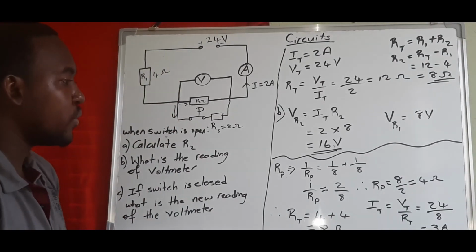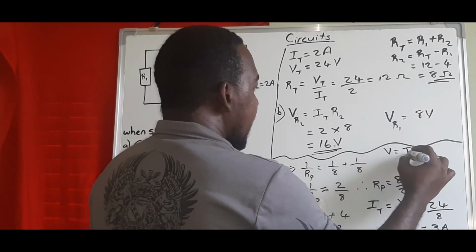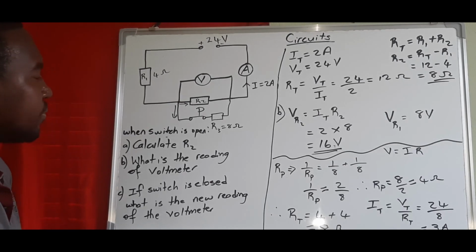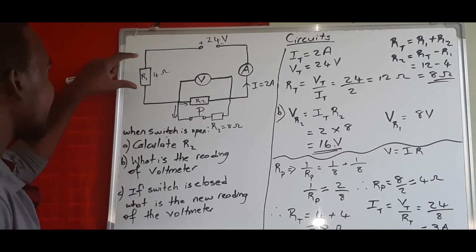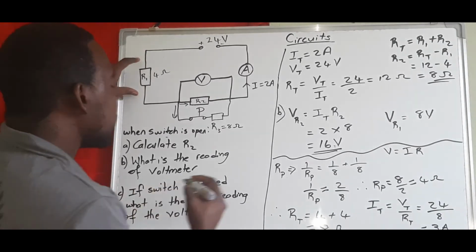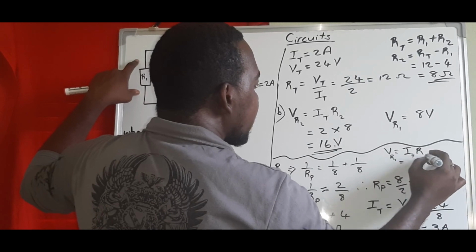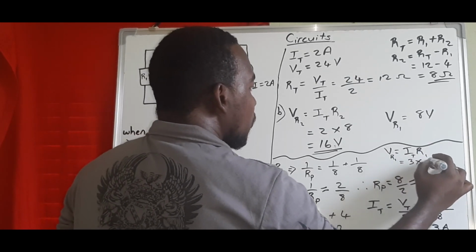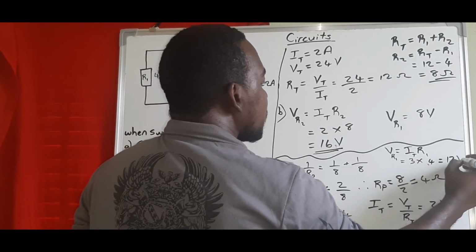So now let's find the voltage, right? So the voltage would be IR. But which I would it be? We can do it both ways. We can find it here, which is easier. So we can find the voltage at R1, which is your total current times your R1 value. Your total current is 3 times R1, which is 4, so we get 12 volts, right?